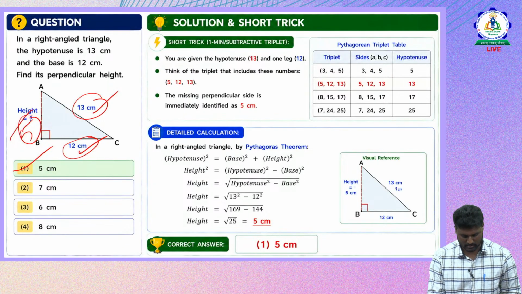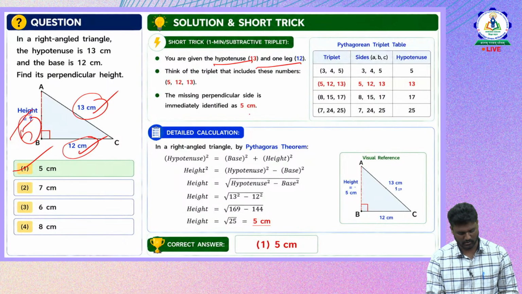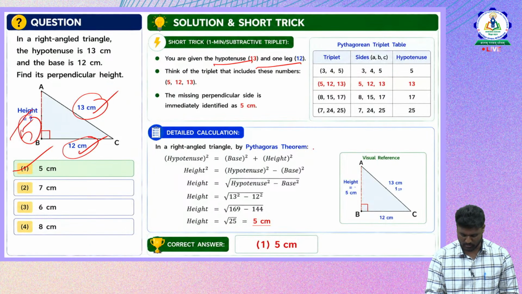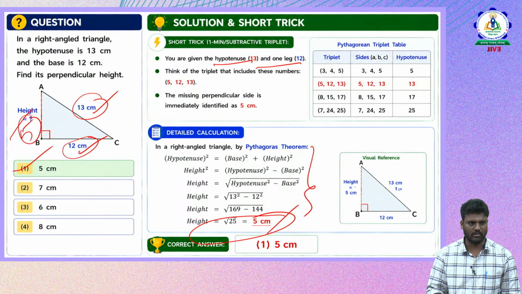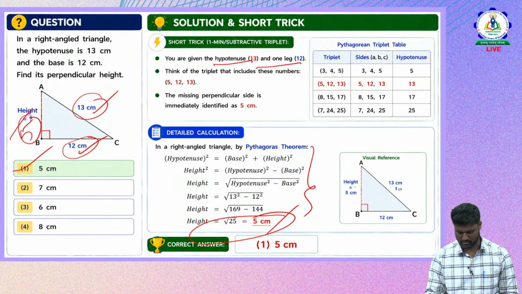So here they are given the hypotenuse, they are given the leg. We need to identify the missing perpendicular. Or if you do not remember, we can just apply the Pythagoras theorem here, apply the values in the Pythagoras theorem and simplify, and we'll get the answer 5 centimeters.